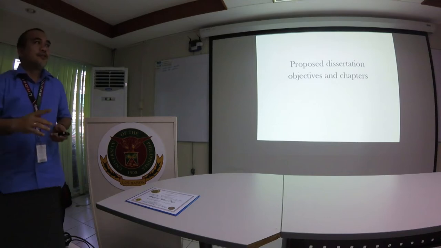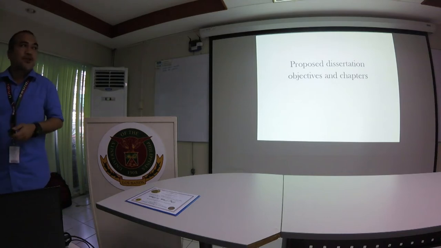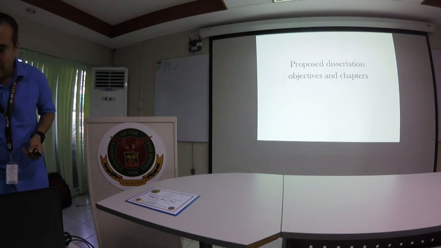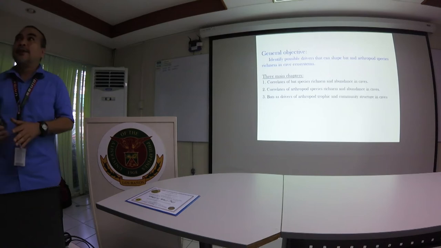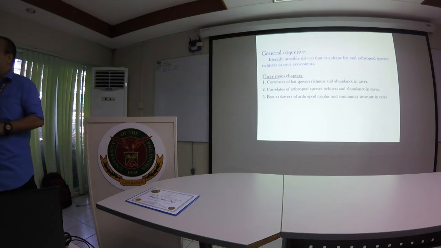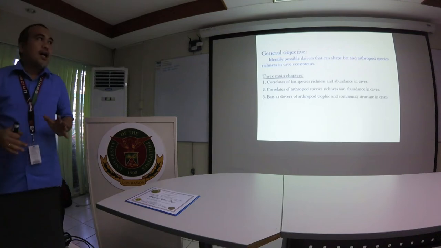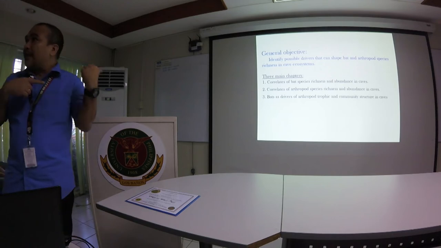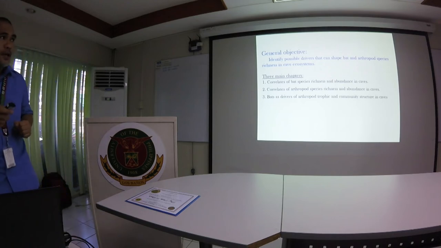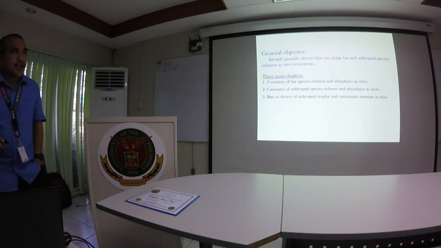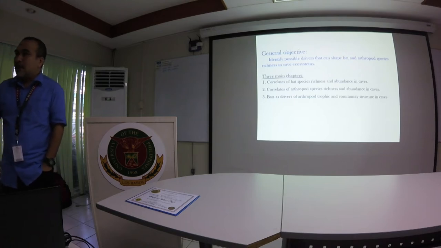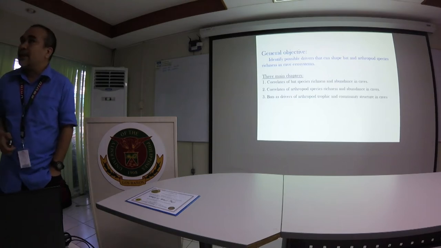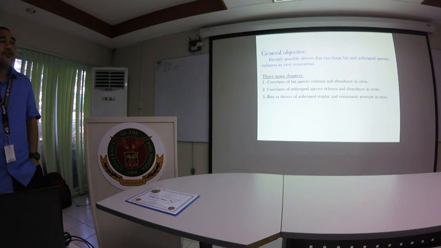Now I'm going to show you my proposed objectives and chapters. So the general objective: I showed you before my main questions and the specific questions, so I tailor-made my objectives and chapters to those questions. My general objective would be to identify possible drivers that can shape bat and arthropod species richness in cave ecosystems. And in consultation with the chairman of my advisory committee, Dr. Jim Litt, we agreed on three main chapters.